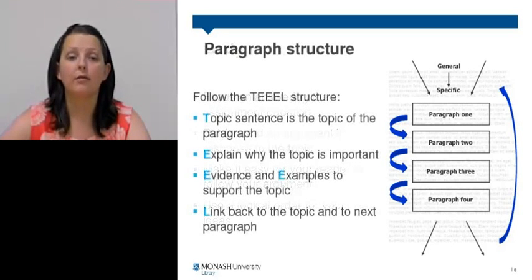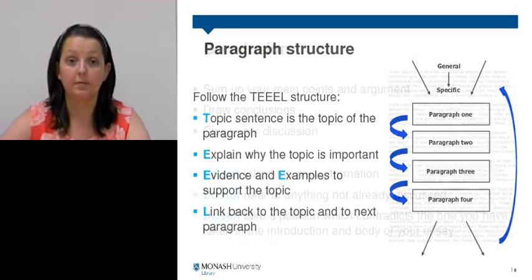In terms of paragraph structure, you should follow what is known as the TEAL structure of paragraphing. In this structure, you have a topic sentence that explains the topic of the paragraph. Followed by this is an explanation of why the topic is important to the overall topic of the essay. This is followed by evidence and examples that support the topic of the essay and the claims you are trying to make. Finally, you have a linking sentence that links the overall topic to the paragraph topic, and if possible, link to the next paragraph so as to improve the flow of your essay.